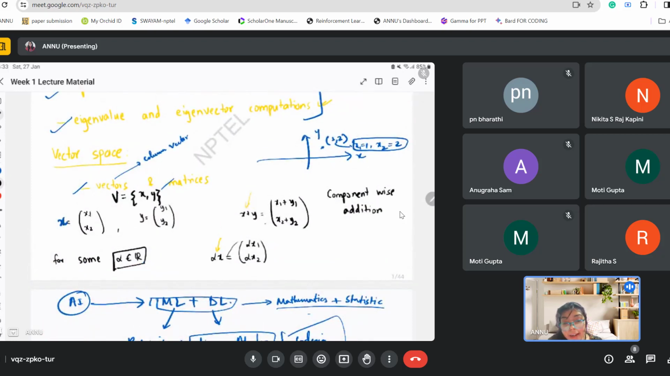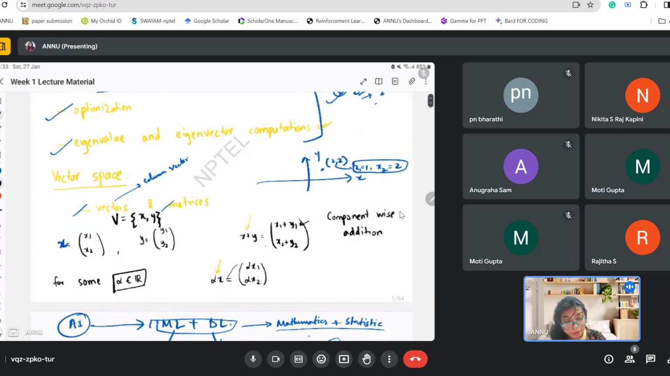One more thing. Whenever we add two vectors, it will be component-wise vector addition. Component-wise means the x component will be summed with the x component of the other vector, and the y component will also be summed with the y component of the other vector. That we can see from the graph also.